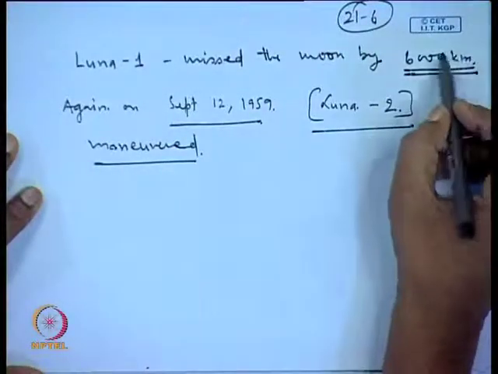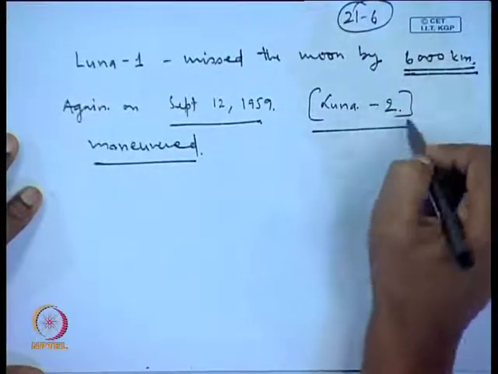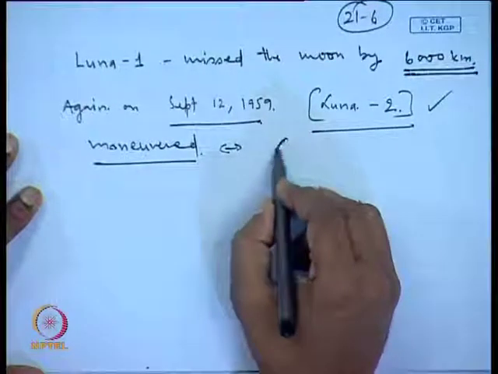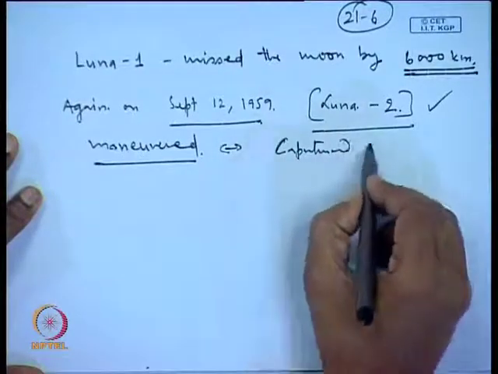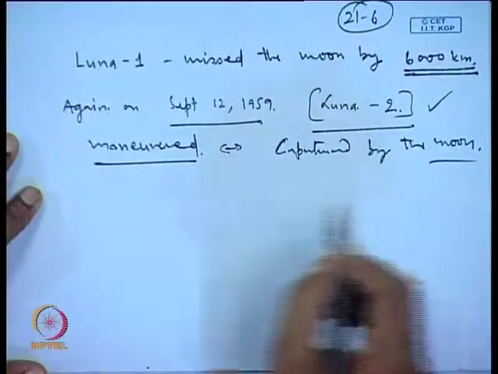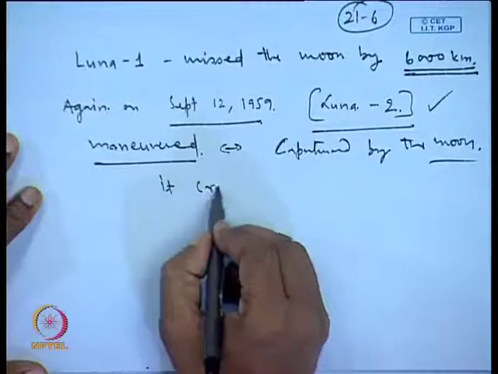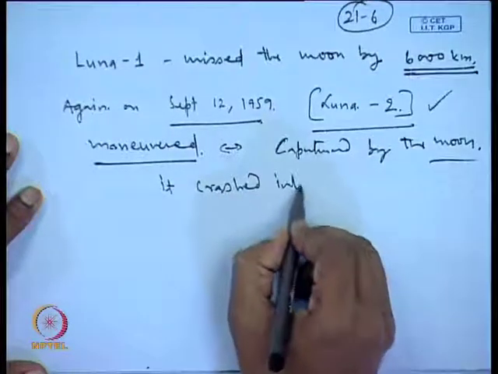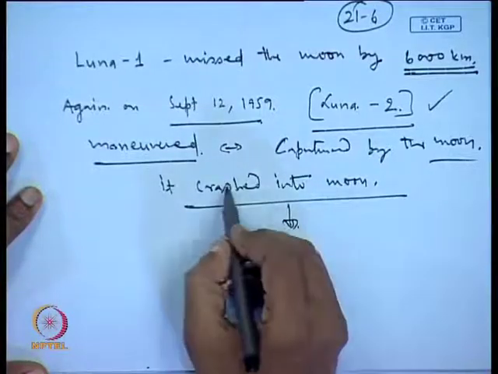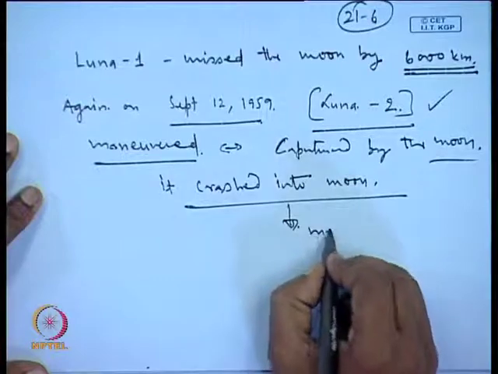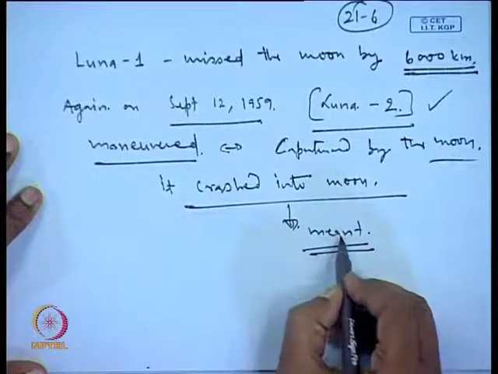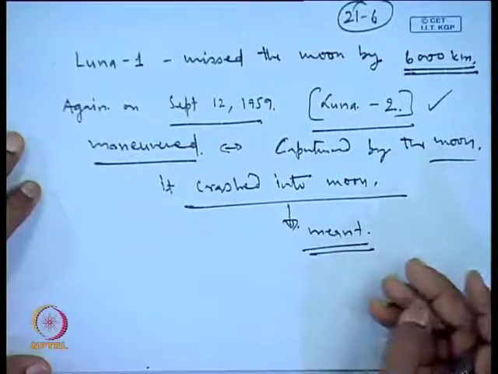After correcting the difficulties which were faced in Luna 1, Luna 2 was tried out. This Luna 2 was captured by the moon, but then what happened was that it crashed into the moon. This crashing was not incidental, but it was meant. What is the reason that this crashing was meant?